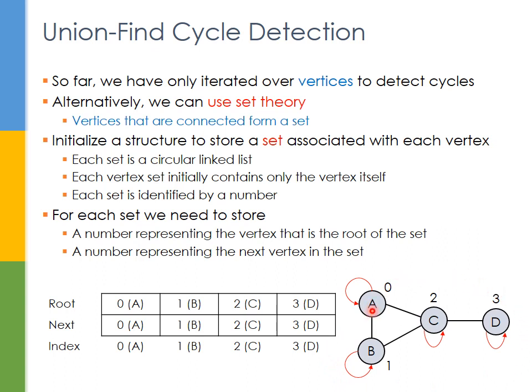So for vertex 0, in other words vertex A, the root of the set is A itself, and the next vertex within the set is vertex A itself. And the same holds for vertex B. So for vertex B, its root is 1, in other words vertex B itself, and its next vertex is also 1, in other words vertex B itself. The same holds for vertex C and for vertex D. So this is the initial state that we begin this algorithm's execution with.